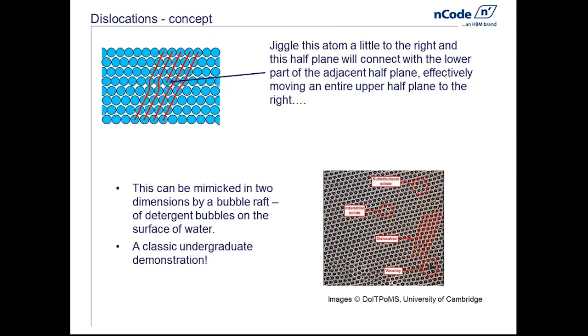There is a classic demonstration of this, known as the bubble raft, and I've included a picture of that below. In that you can see outlined a dislocation and the effects of having different sized atoms, which you could think of as impurities or different alloying elements therein. And you can visualize it very nicely via that route.